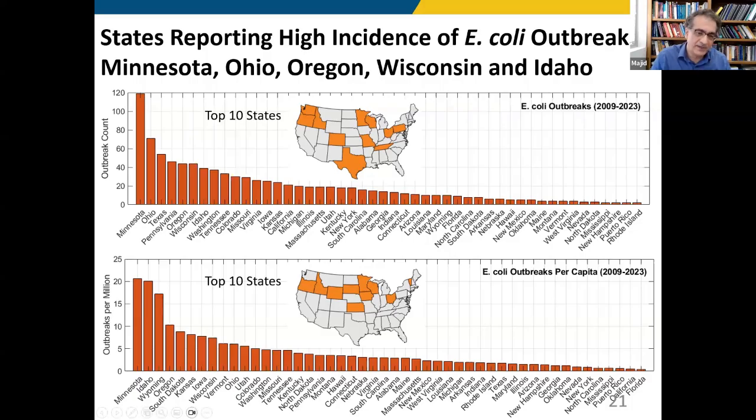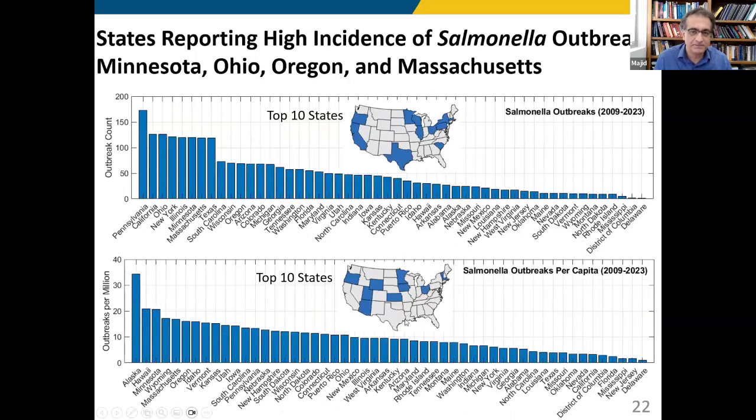And if we compare this to Salmonella, we see the same thing. Minnesota, Ohio, and Oregon are the top 3 states in terms of number of outbreaks or outbreaks per million. And why is that? There could be multiple reasons. Maybe reporting more efficiently, or maybe the presence of some farms in those regions. That itself can be a study of its own, to figure out why we have more cases of Salmonella and E. coli outbreaks in those states.